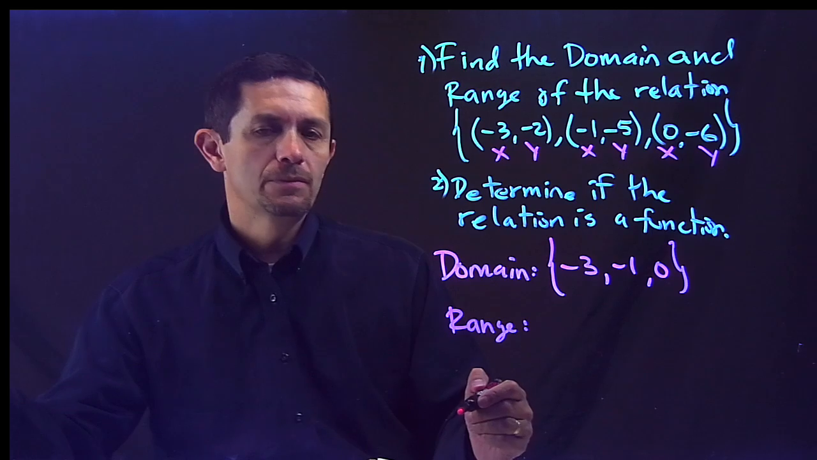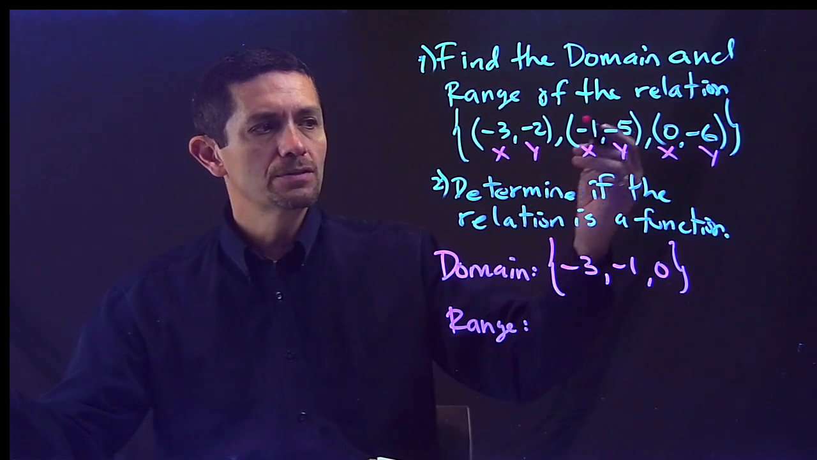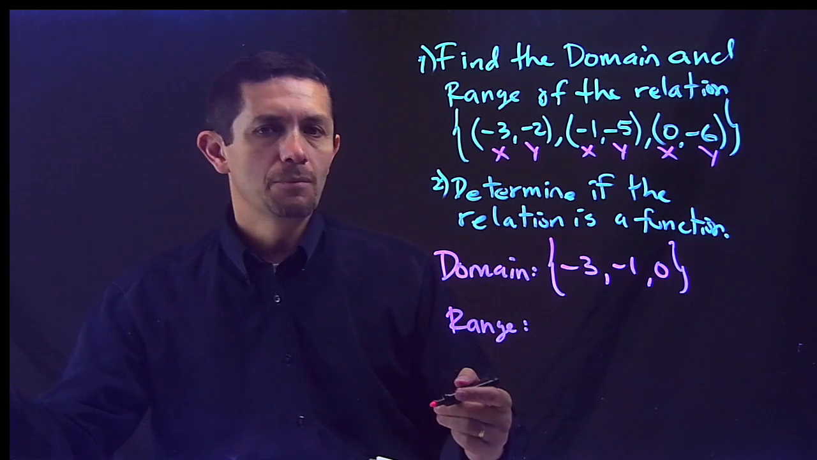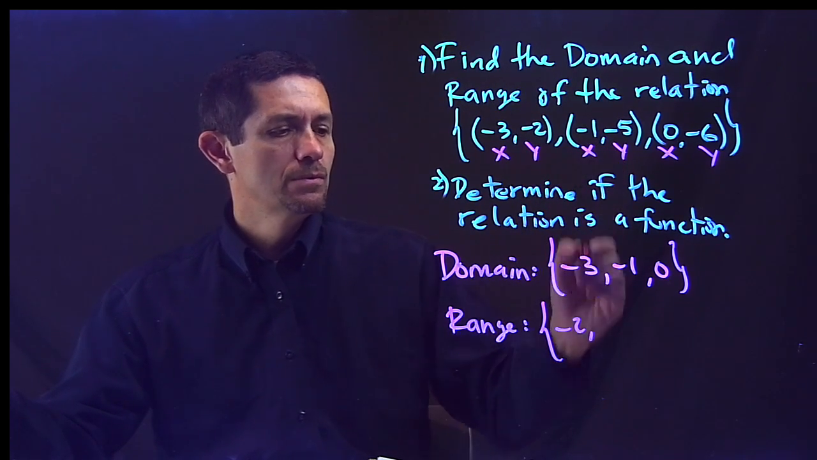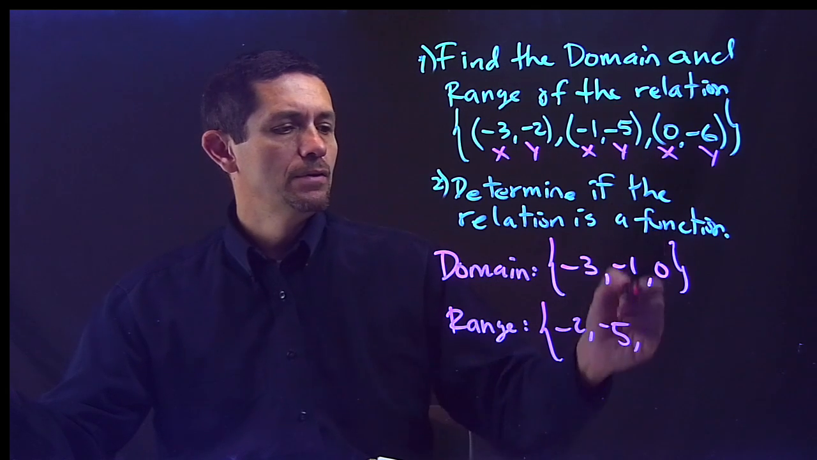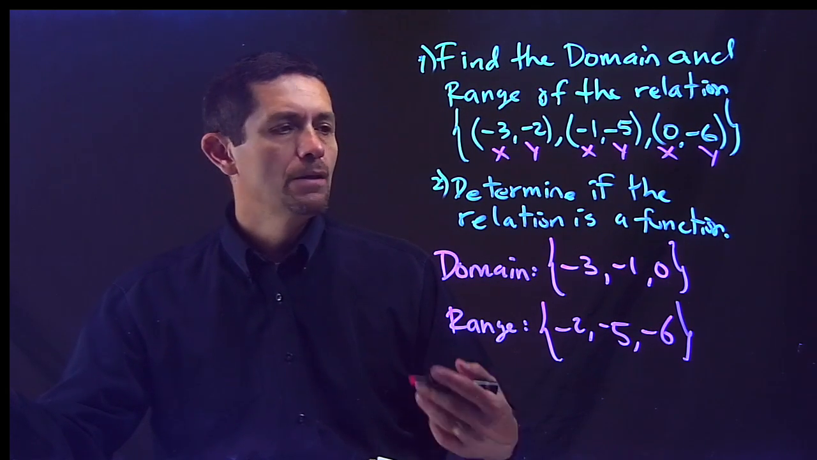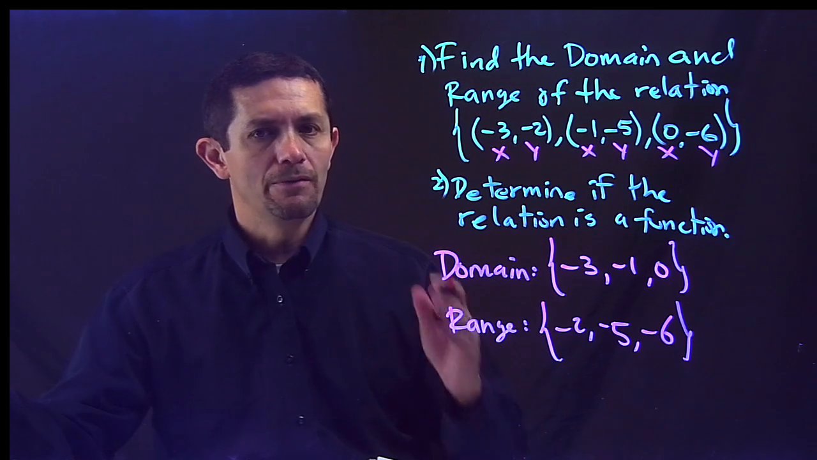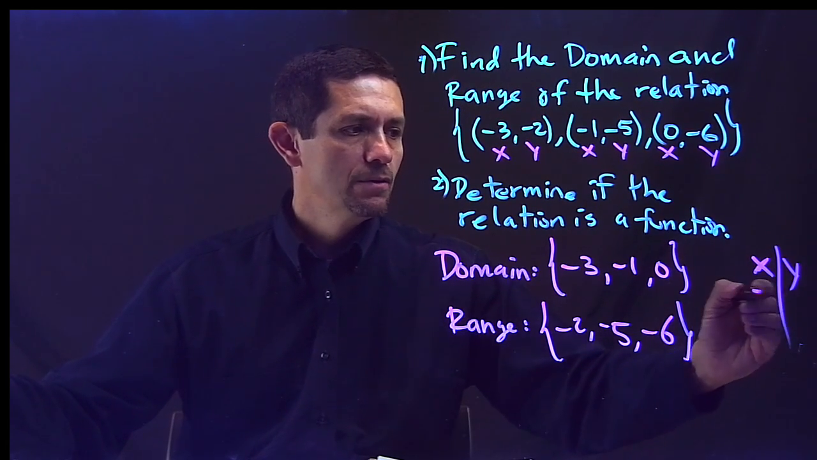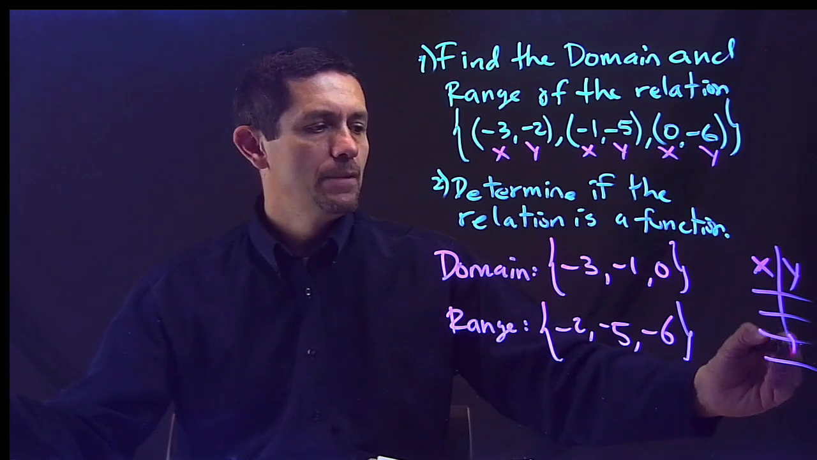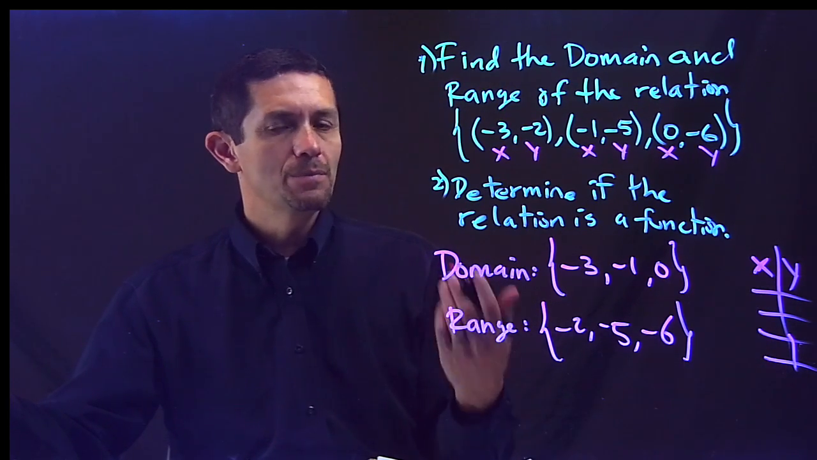The range, all the values of y. So I need just to list all the values of y from my relation. So in that case it is -2, -5, -6. Okay? If you have a table of values, the same thing. If you have a table of values, your domain are all the values of x, your range all the values of y. It's kind of the same thinking.